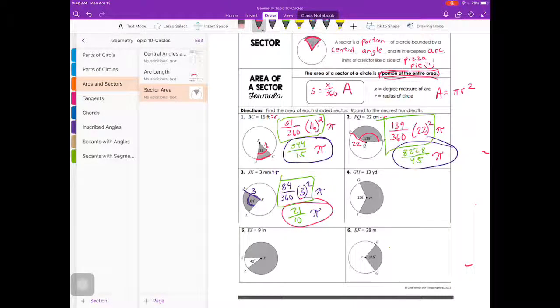Okay, number 4. GH is 13. Now, they did something a little tricky. They gave us the measure of this arc. Well, we don't want the measure of that arc. We need the measure of this arc. So the way that we're going to get there is we're going to do 360 minus 126, and that's going to give us 234. So we're going to do 234 out of 360 times 13 squared pi.